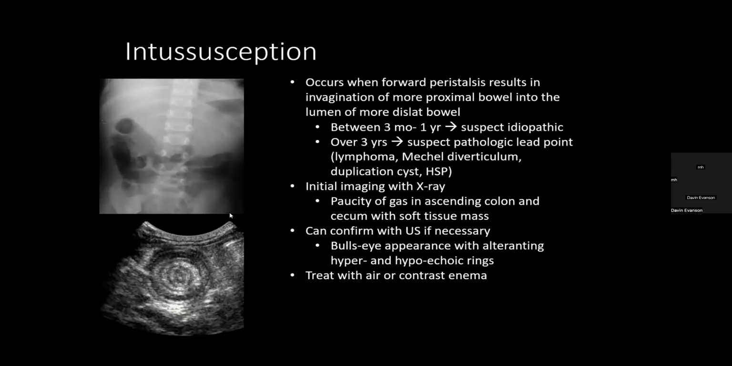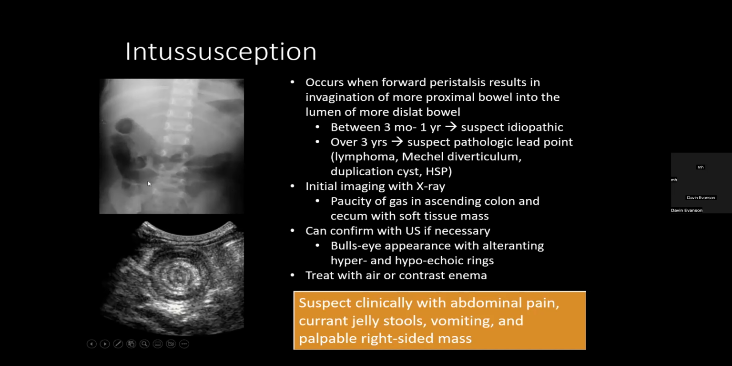Okay, intussusception, currant jelly stool. Looking at ultrasound, if you can see it, that tube within the tube appearance, bullseye. Sometimes you can see the soft tissue defect on the KUB.